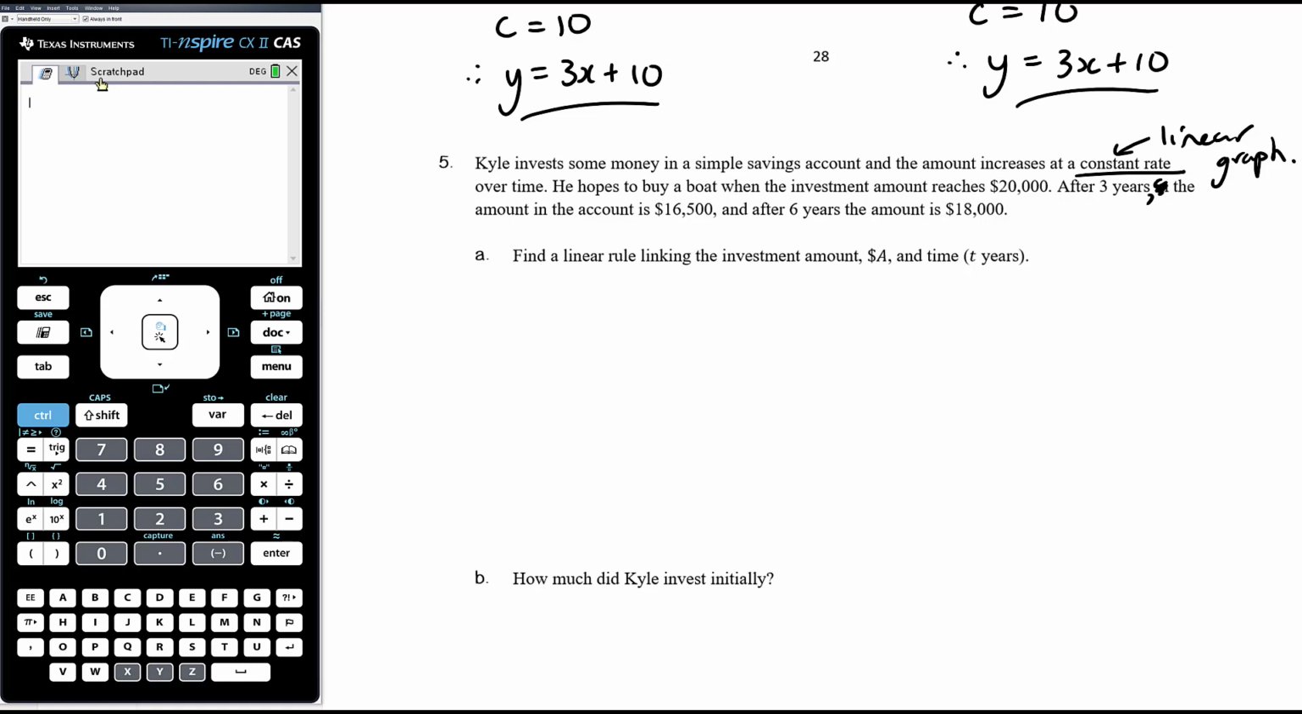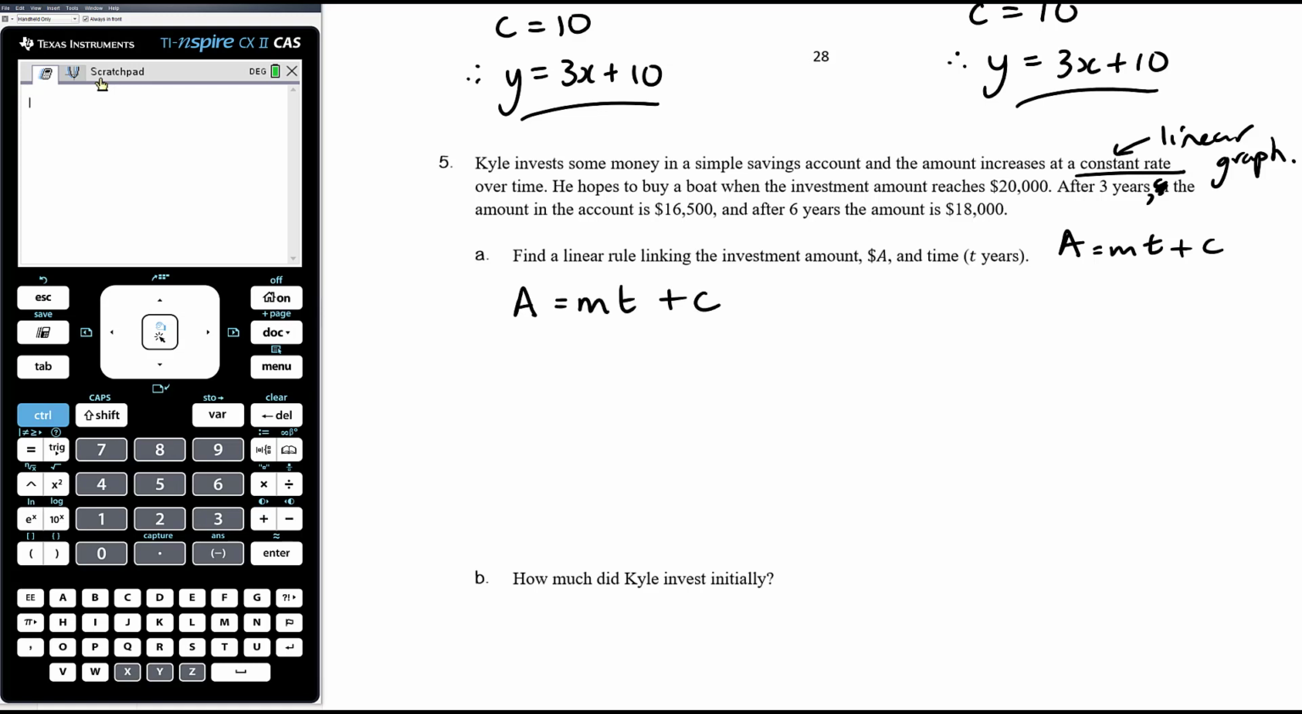Okay, so linear rule y equals mx plus c, but it's not going to be y and x, it is going to be about time and amount. Okay, time is the independent variable, amount is the dependent variable. The amount in the account depends on the time. So that's going to be the form of our equation. A equals mt plus c.